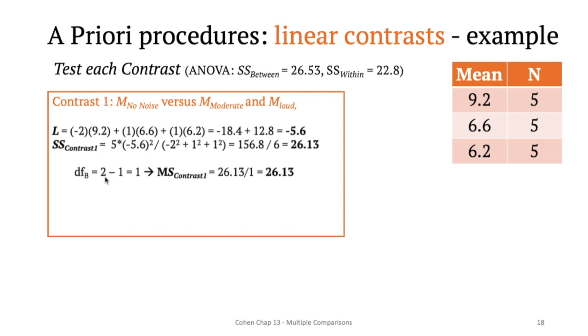Our degrees of freedom is 2. We have 2 sets that we're comparing, minus 1, which is 1. So our MS contrast is this value divided by our degrees of freedom, so 26.13. Our degrees of freedom within is just from the ANOVA table. It was 12, and then the MSW is 1.9. So our F statistic is 13.75, and our p-value is less than 0.05.